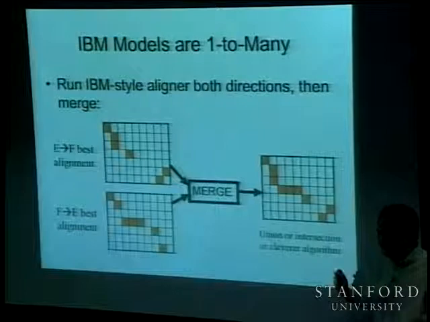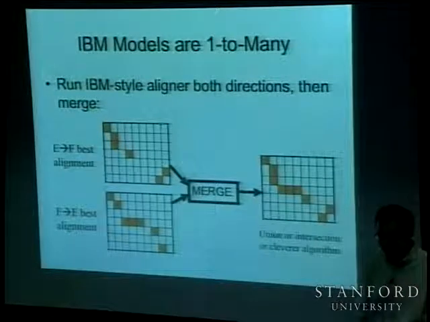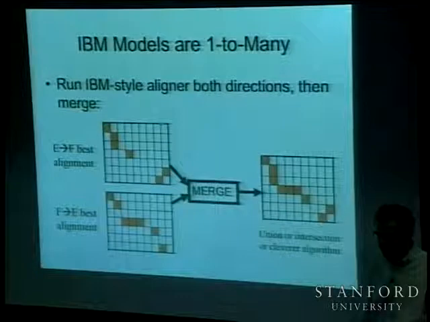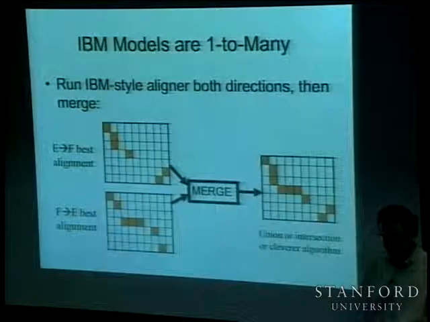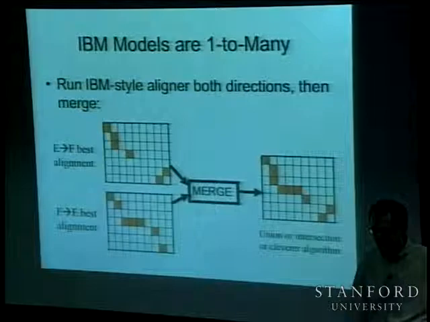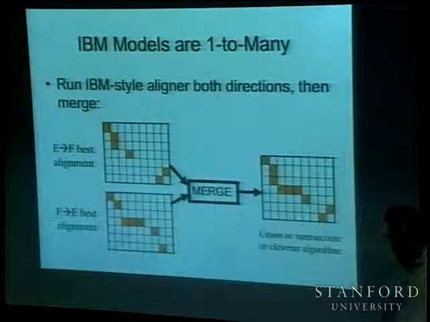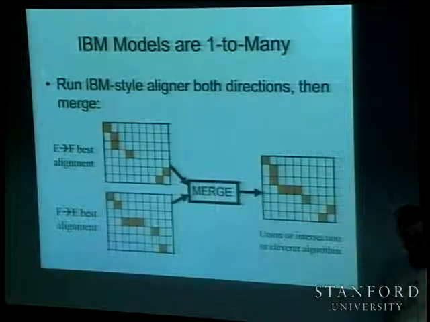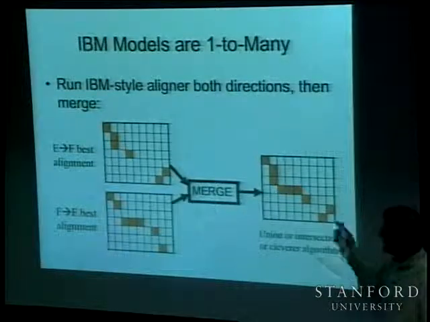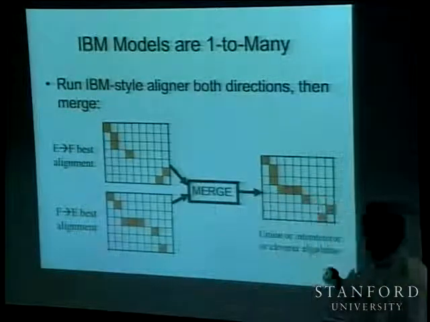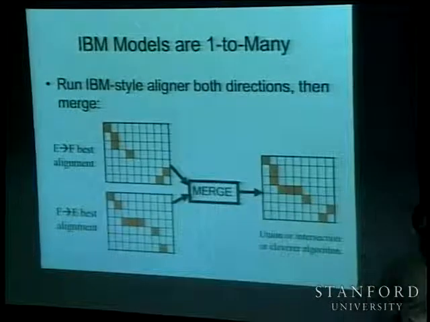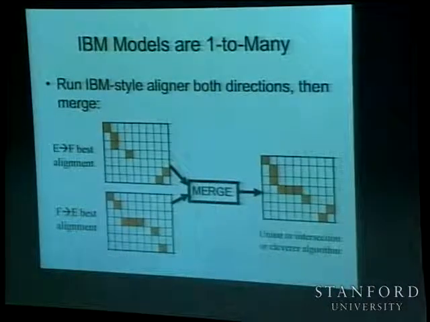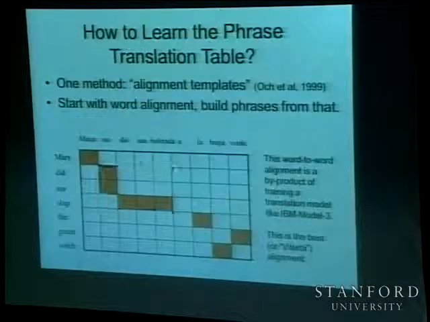At this point, people use various heuristics. The obvious first things to think of are union and intersection, but it turns out that intersections are too sparse and unions are too dense to work well. So by and large, people are using heuristic methods with funny names like grow-diag-final and things like that, which are doing what seems to be a sensible job of combining alignments from the two. And then this is giving you your final alignment matrix. And then effectively, you extract off all statistical phrases up to a certain maximum size, and they become your phrase lexicon.